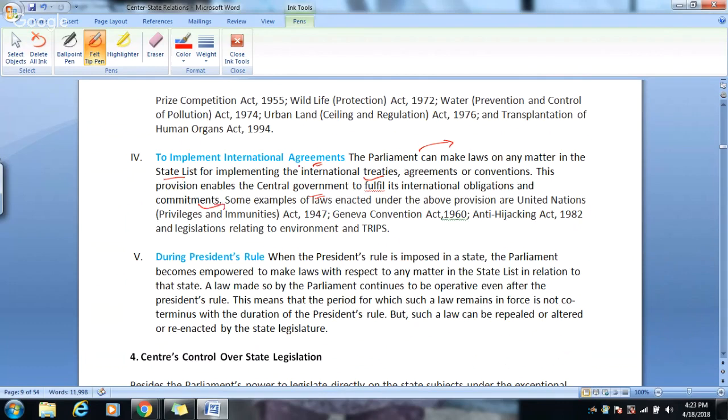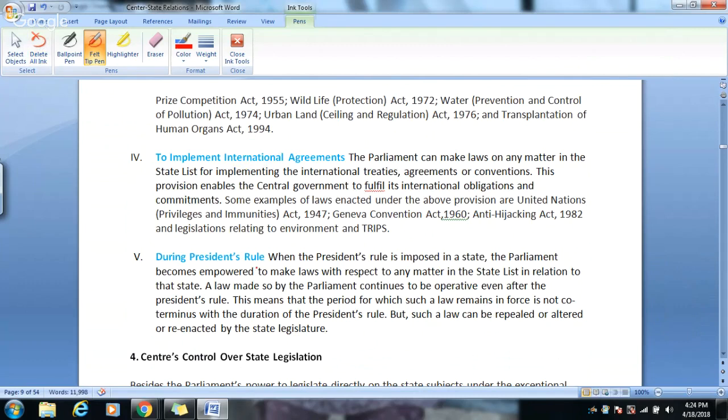At this particular point also, the parliament can make laws. So some examples are the United Nations Privileges and Immunities Act 1947, Geneva Convention Act 1960, Anti-Hijacking Act 1982, and legislations relating to the environment and TRIPS. So these particular acts are made through the implementation of international agreements. So to implement international agreements, at this particular point, the parliament is empowered to make laws on any matter with respect to the state list to achieve this particular one, that is, international agreements.